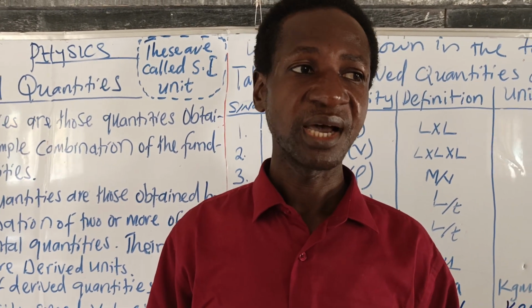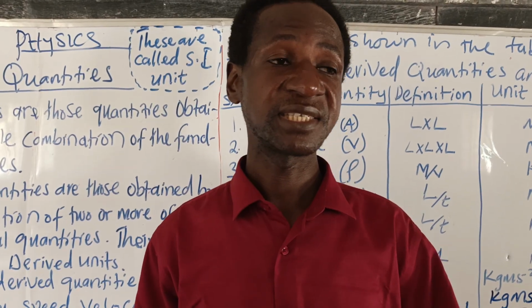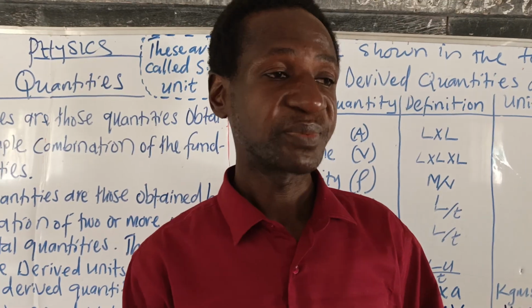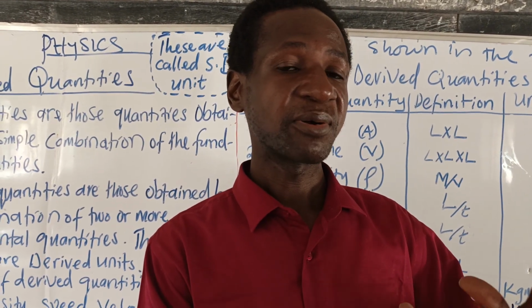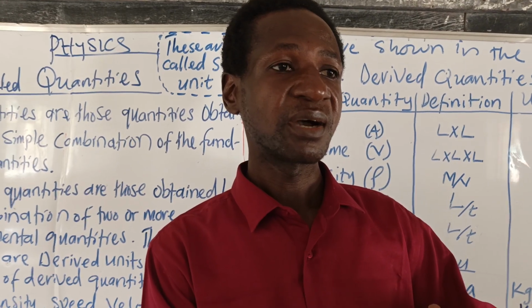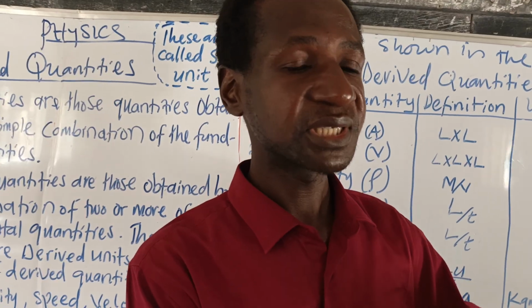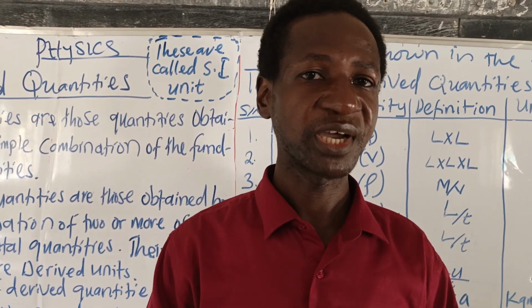Derived quantities can be obtained by simply combining the fundamental quantities, and their corresponding units are called derived units. So that is what we have for today.